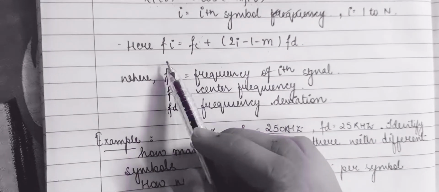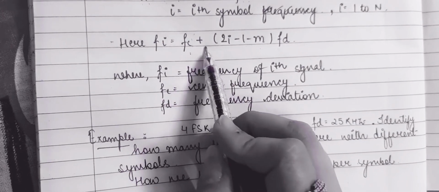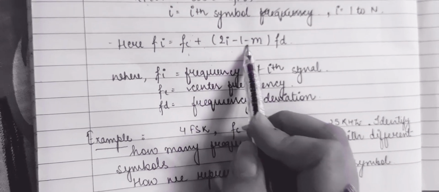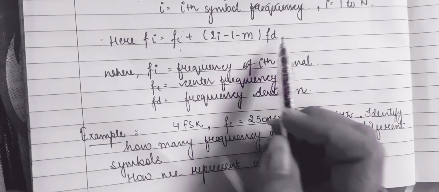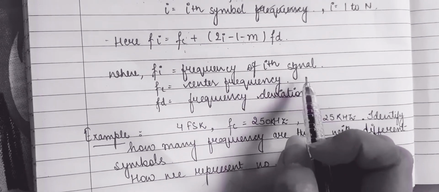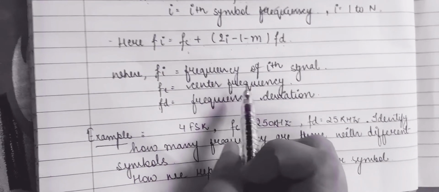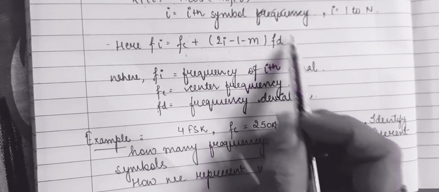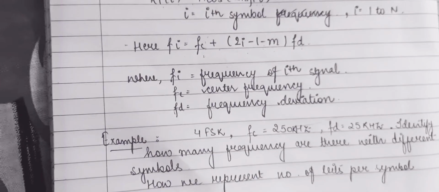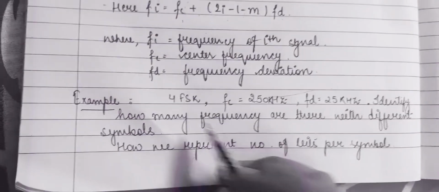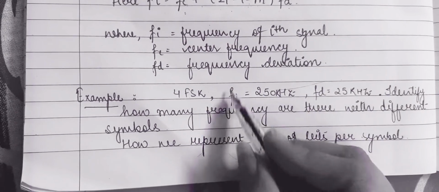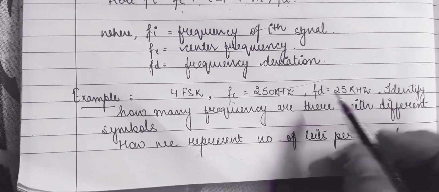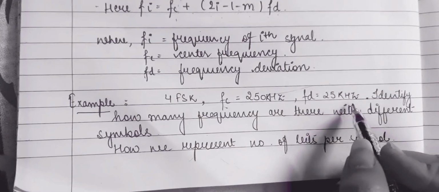Now if we see here, fi, that is the ith symbol frequency, will be equal to Fc plus (2i minus 1 minus M) into Fd, where fi is the frequency of your ith signal, Fc is the center frequency, and Fd represents your frequency deviation. Now, if we consider an example, we have a 4FSK, where the center frequency is given, that is 250 kilohertz. Frequency deviation is given, that is 25 kilohertz.